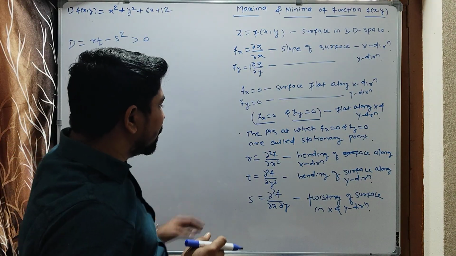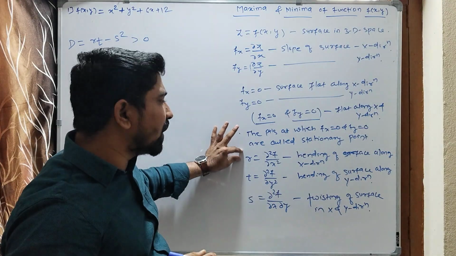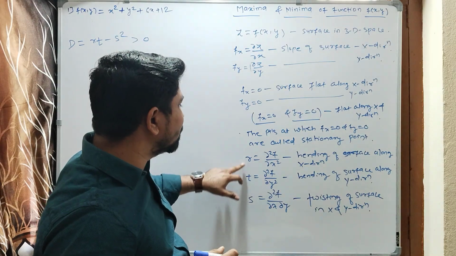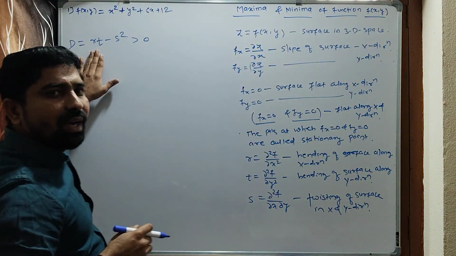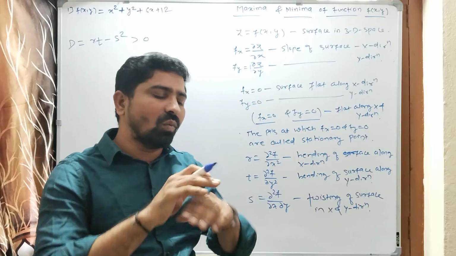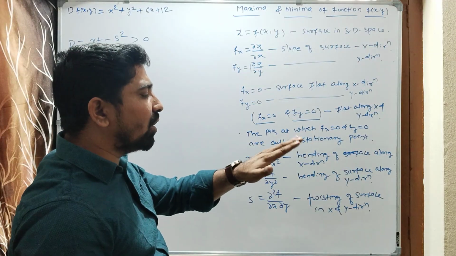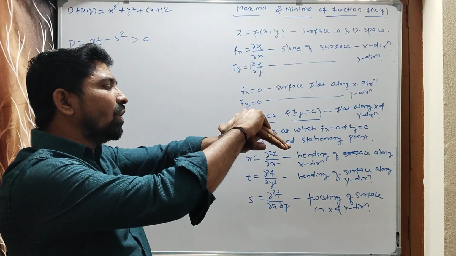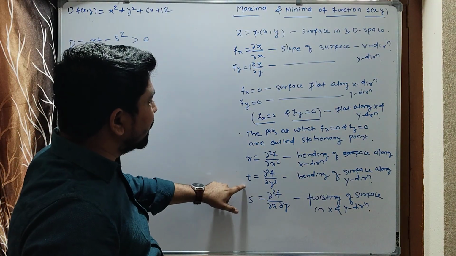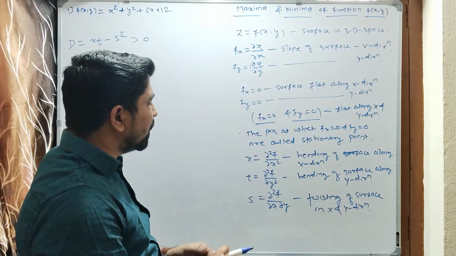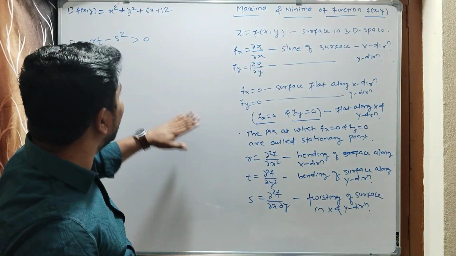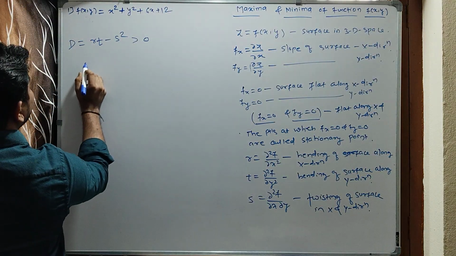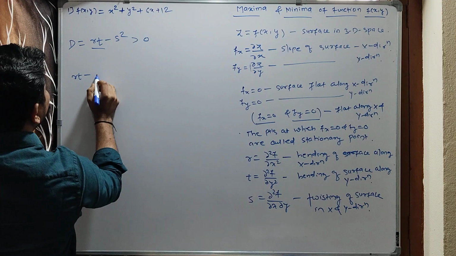Now just observe one thing. This is the bending of my surface along x direction. This is the bending of my surface along the y direction, and the product of this r and t gives the total bending of my surface along both x and y direction. So if this is the surface, and let's say this is the bending along the x direction and this is the bending along y direction, the product of dou 2f by dou x square and dou 2f by dou y square gives the bending of my surface along both x and y direction.